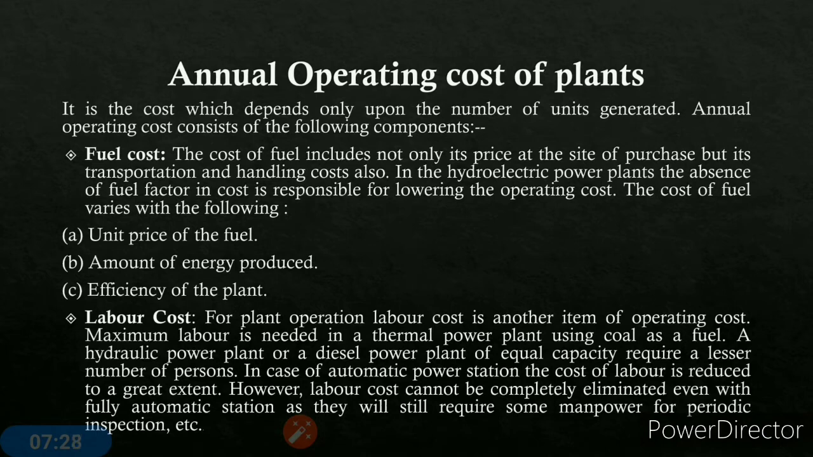The cost of fuel that is being used depends upon the following components. The very first one is the unit price of the fuel, the second is the amount of energy produced, and the third one is the efficiency of the plant.